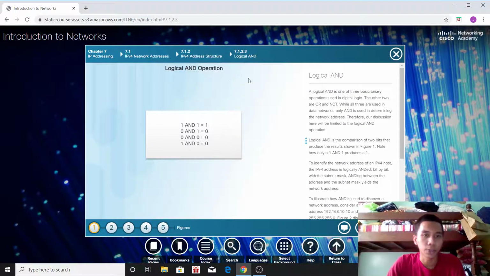So the logical AND operation. 1 AND 1 is equal to 1, 0 AND 1 is equal to 0, 0 AND 0 is 0, 1 AND 0 is equal to 0. Logical AND is one of three basic binary operations used in digital logic. The other two are OR and NOT. While all three are used in data networks, AND is used in determining the network address. Therefore, our discussion is the logical AND operation.